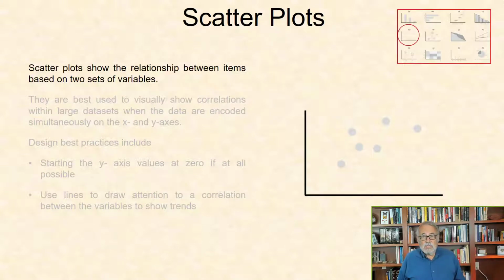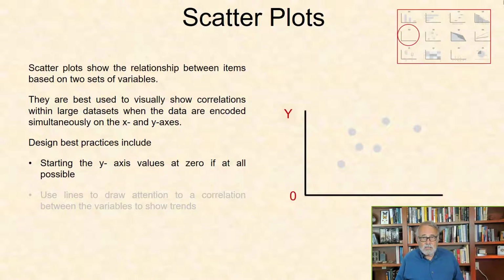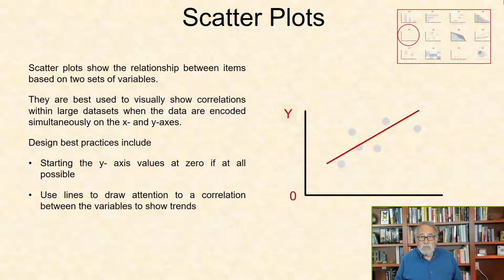Scatter plots show the relationship between items based on two sets of variables. They are best used to visually show correlations within large data sets when the data are encoded simultaneously on the X and Y axes. Design best practices include start the Y-axis values at 0 if at all possible. Use lines to draw attention to a correlation between the variables to show trends.